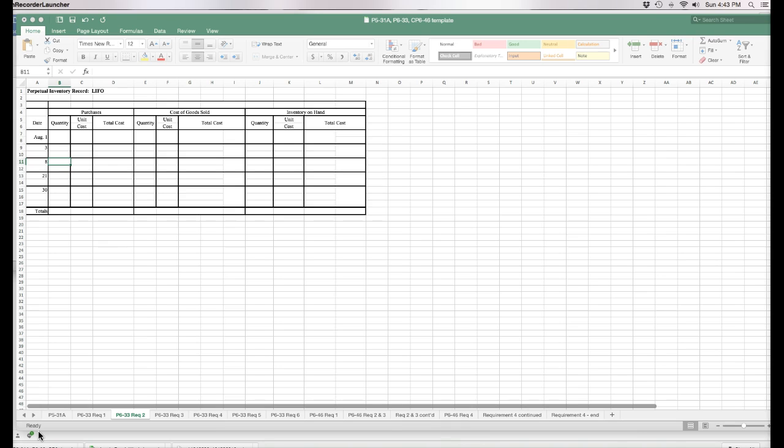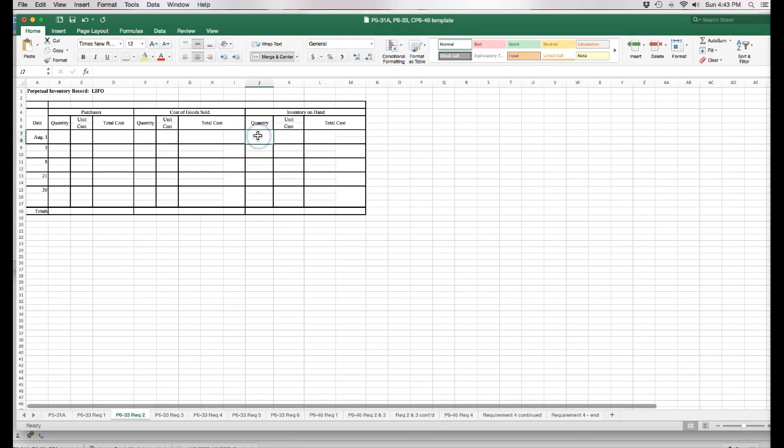Today we're going to be looking at the second requirement, P6-33 requirement 2, where we're now valuing the inventory according to the LIFO method, last in, first out. Again, I'm going to use the same example, using the same numbers as we used in requirement 1. We had 40 units on hand on August 1st at $10 each for a total cost of $400. That's what we have on hand on August 1st.